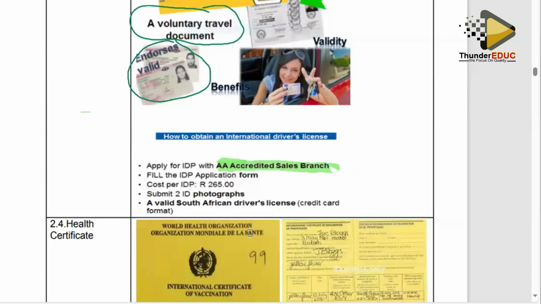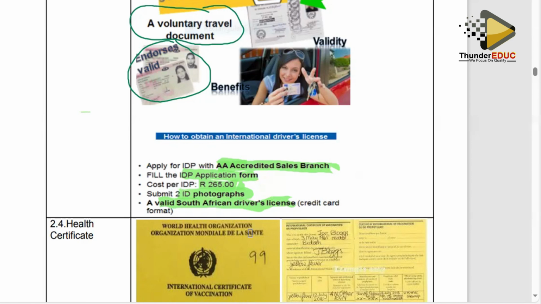Then, having done that, you fill the IDP application form. Then the cost of the IDP, it changes from year to year, but during the time of the press of this, it was at 265, but it changes from time to time. Then you must submit 2 ID photographs of yourself. Then you are supposed to submit a valid South African driver's license as well. So those are the procedures of obtaining an international driver's license.